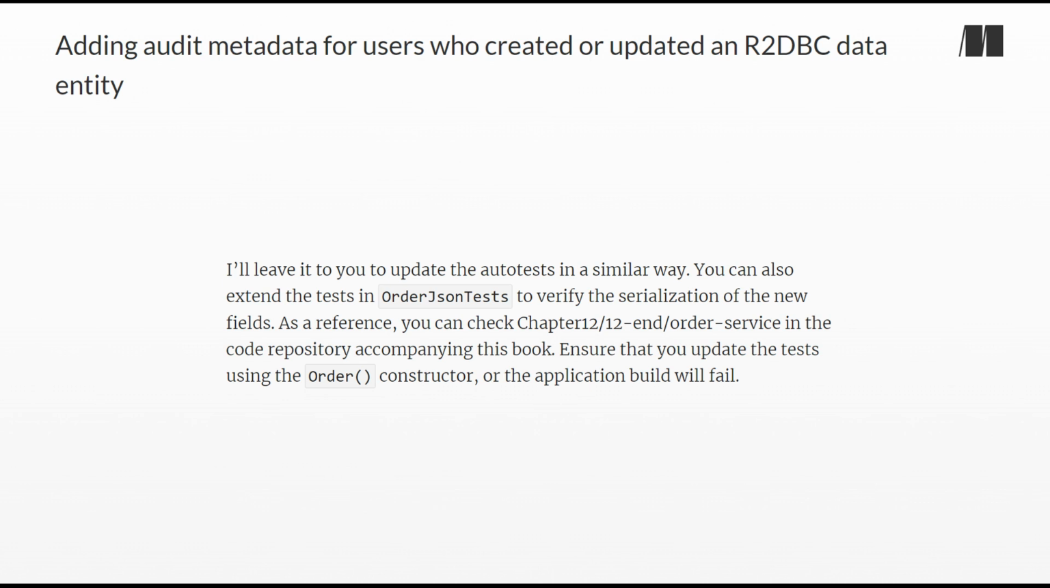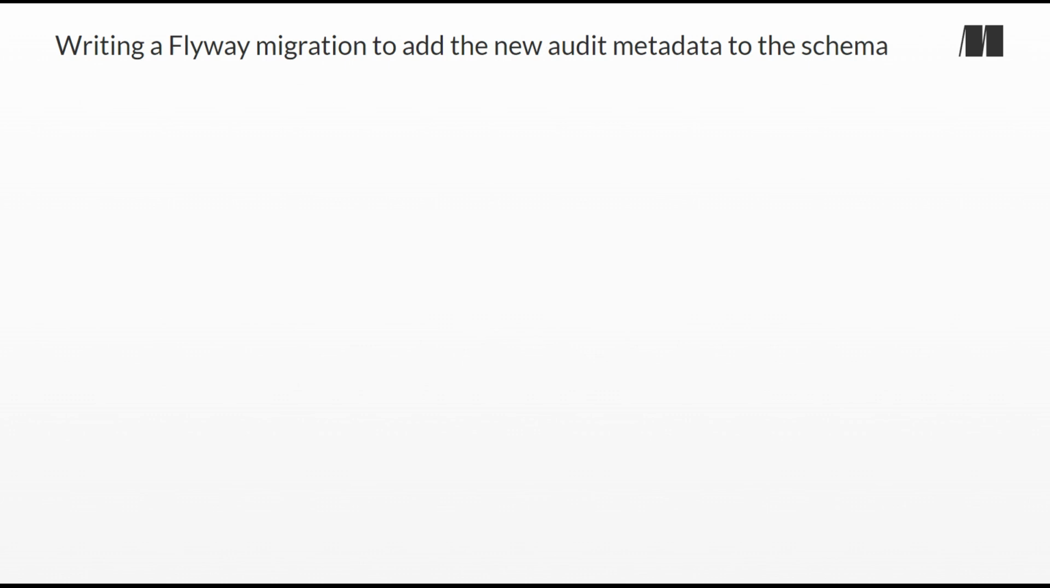I'll leave it to you to update the auto tests in a similar way. You can also extend the tests in OrderJsonTests to verify the serialization of the new fields. As a reference, you can check Chapter12/12-end/order-service in the code repository accompanying this book. Ensure that you update the tests using the Order constructor, or the application build will fail. Writing a Flyway migration to add the new audit metadata to the schema.